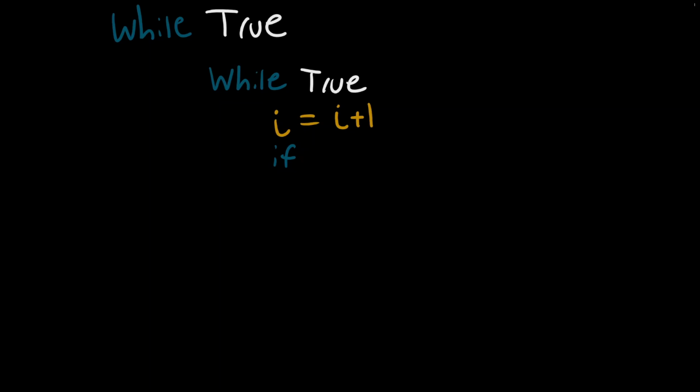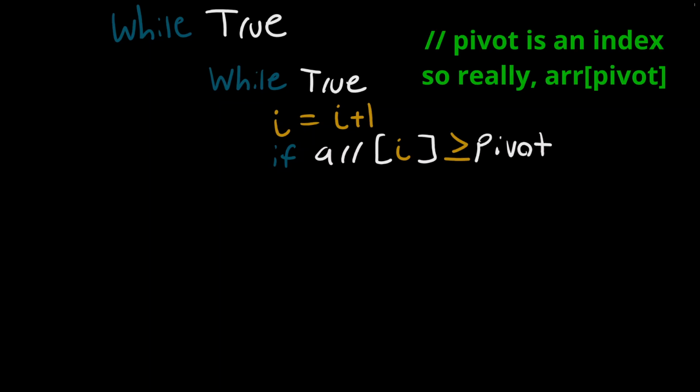If array at i is greater than or equal to the pivot, then we're just going to break. So this was that question we kept asking: is i greater than or equal to the pivot? No, and we kept going forward and forward, and we're going to eventually hit the pivot, and then we're going to eventually break.